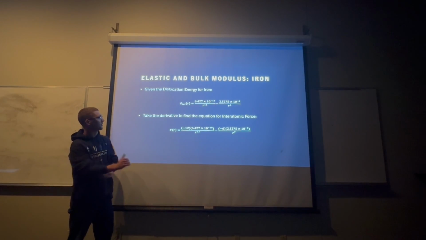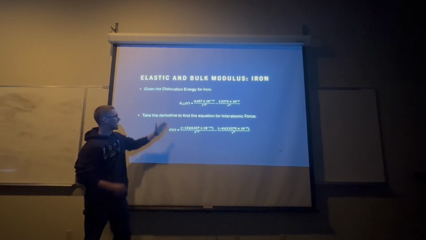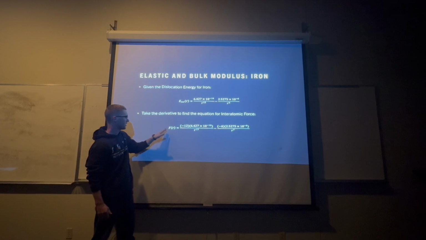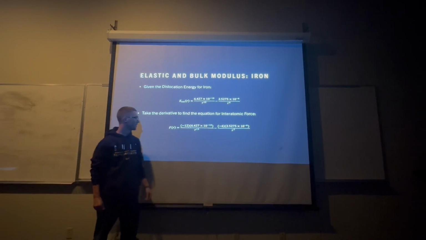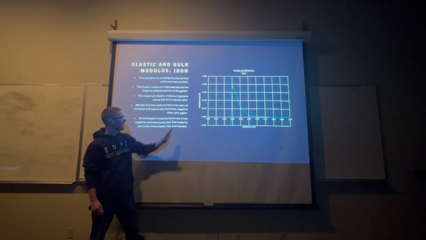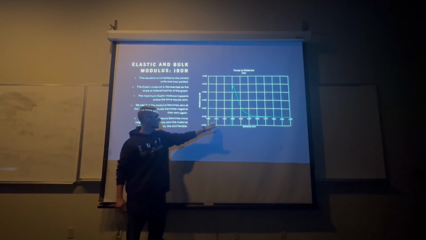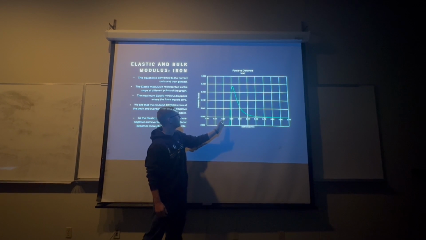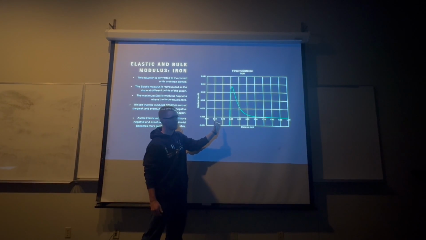So now for the iron, same steps. We have our initial energy equation. We'll take the first derivative of it. This will give us our force equation. And then we can plot this here. It's much the same as the aluminum. Obviously it's different, but pretty much the same shape graph.